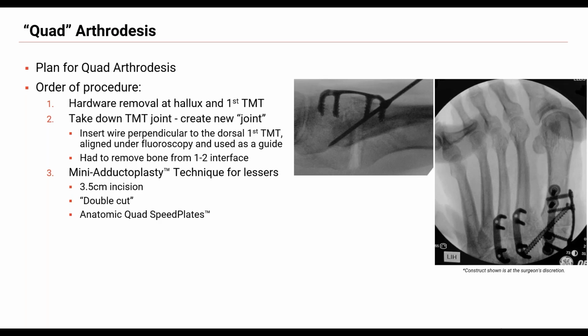First, I had to get all the hardware out, which was probably the longest part of the case. Those screws were buried. There was a lot of overgrowth. This is from 2008, so I ended up having pretty decent sized craters in the first metatarsal after I was done getting those out. I had to open up that first and second metatarsal base and get that synostosis out of there, to mobilize the first ray, and basically created a new first tarsometatarsal joint.